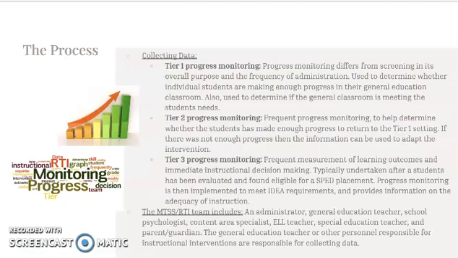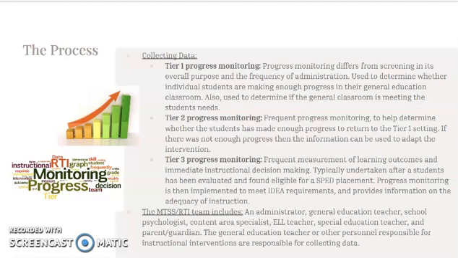Collecting data. Tier 1 progress monitoring. Progress monitoring differs from screening in its overall purpose and the frequency of administration. Used to determine whether individual students are making enough progress in their general education classroom. Also, it is used to determine if the general classroom is meeting the students' needs.